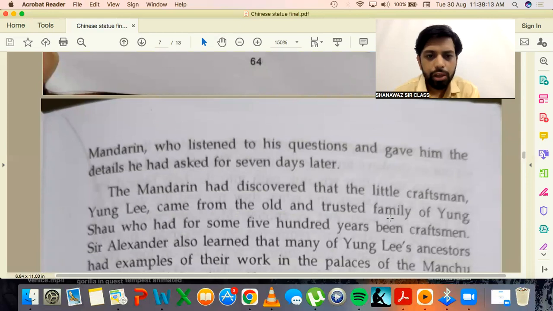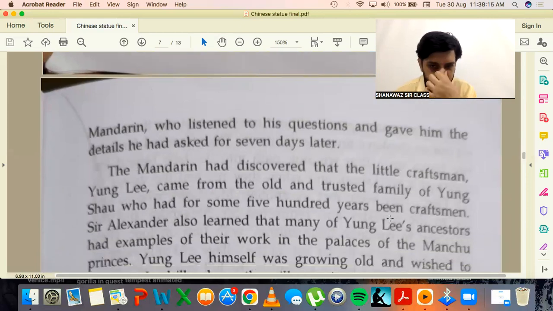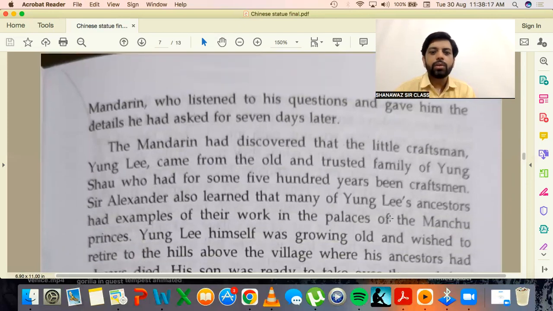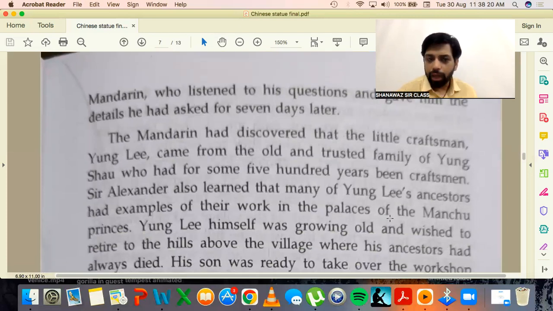Oh, sorry, he asked for 7 days. So within a few days, the money came. So now he cannot just give the money, so he has to buy something.